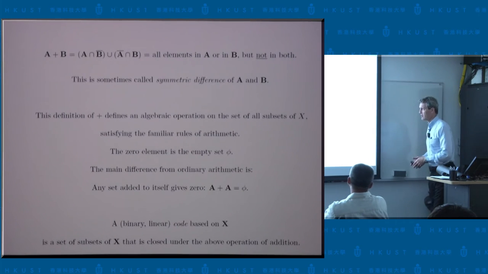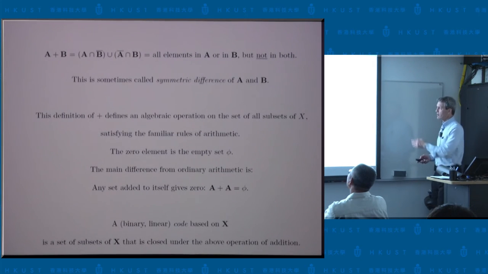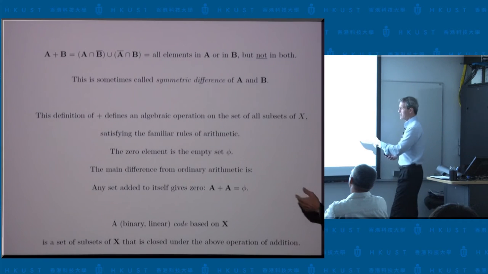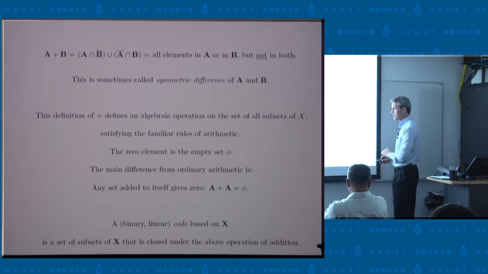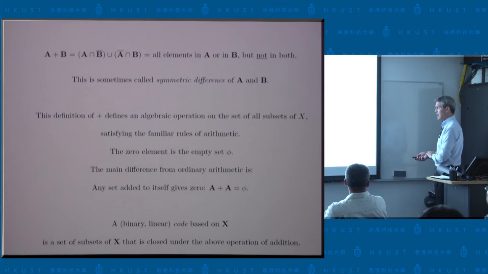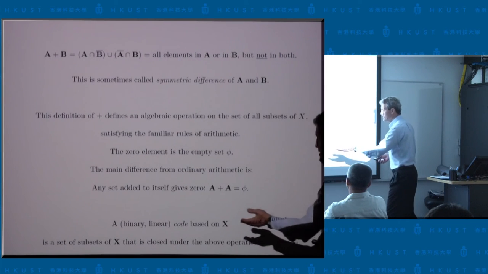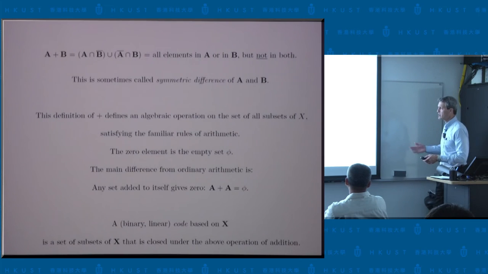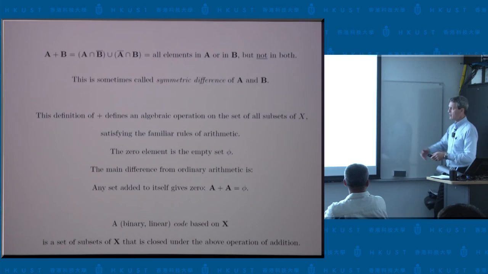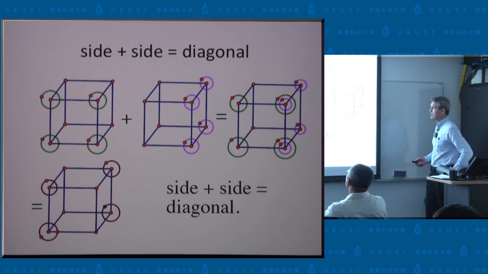It gives you what's called the set Z mod 2 to the n, or to the X, where X is the number of elements in X. The zero element is the empty set. And it satisfies all the rules of arithmetic. The only odd thing is that when you add anything to itself, you get zero. And then a code is just any, it's a binary linear code, a special kind of code. It's just any set of subsets that's closed under this addition. In other words, some subgroup of Z mod 2 to the X.